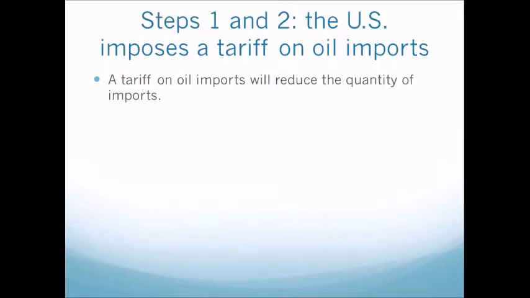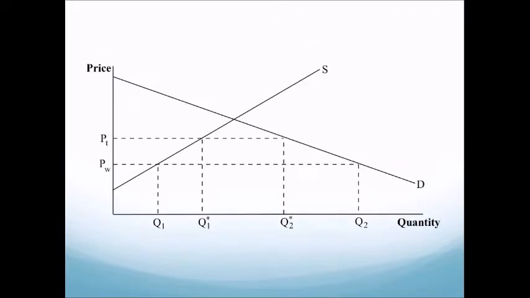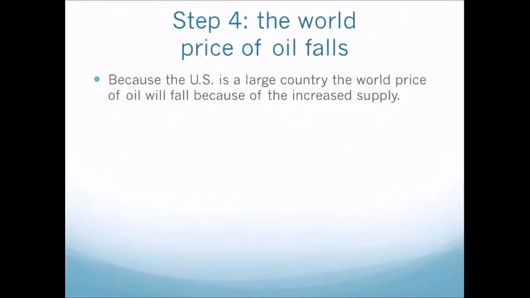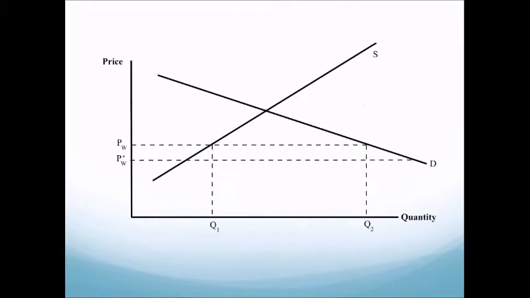Steps 1 and 2. The U.S. imposes a tariff on oil imports. That causes the domestic price to rise and the quantity of oil imported to fall. The new import quantity will be Q2 star minus Q1 star. Step 3. The difference between the pre-tariff import quantity and the quantity of imports with the tariff is added to the supply of oil in the rest of the world. Step 4. The world price of oil falls because supply has increased. The new world price is PW star.